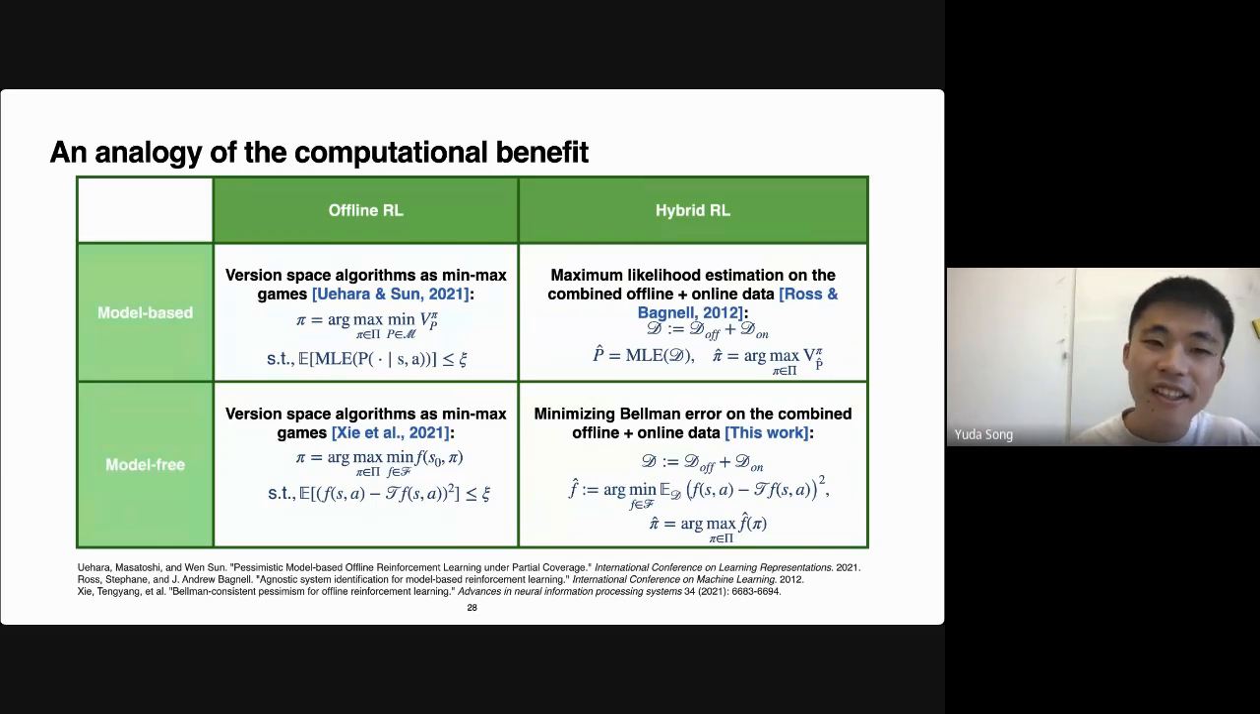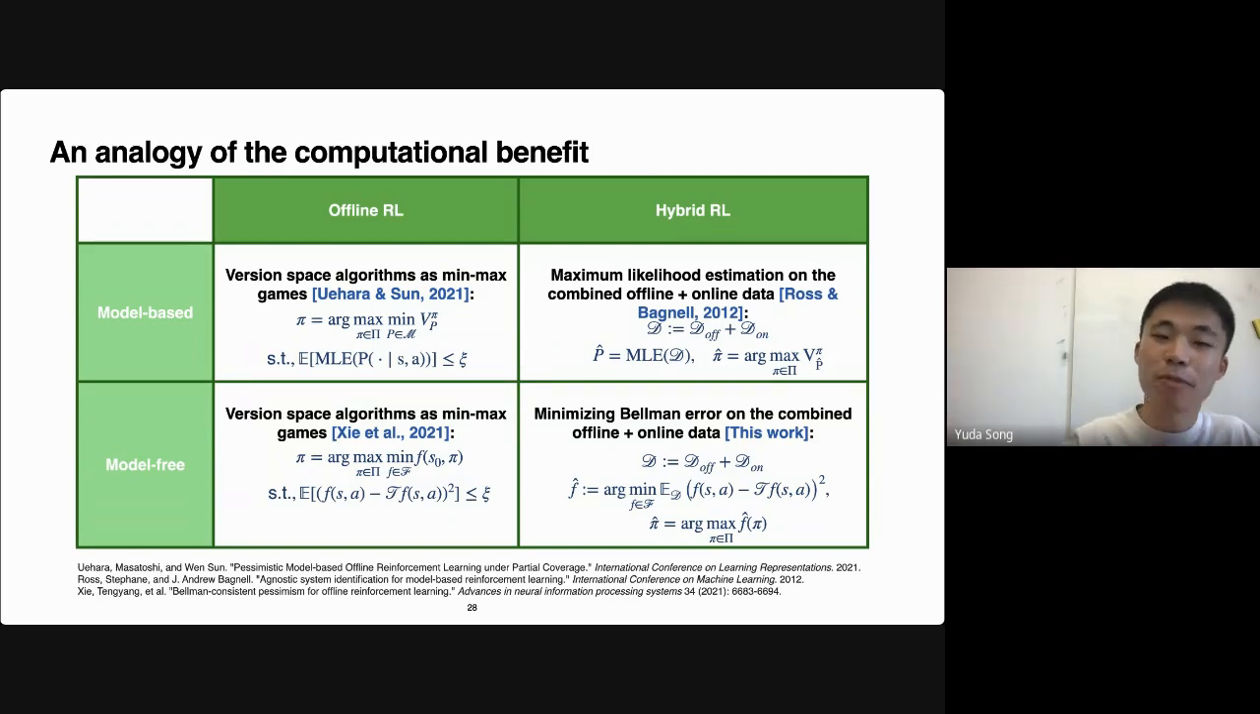So here is something that hopefully can help people better understand where the computation benefit is coming from. It's an analogy between the previously existing model-based computation gain and our model-free setting. So now we are just going to compare with the offline RL literature. Online RL, when you do global optimism, is basically the same as general setting offline RL with global pessimism. So I'm just going to write one of them.